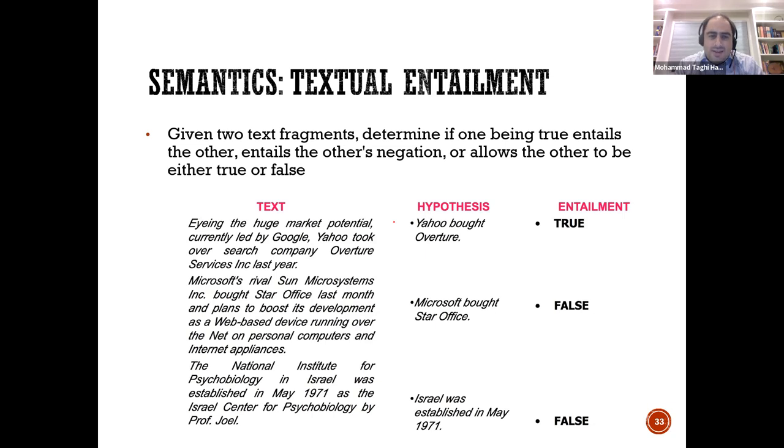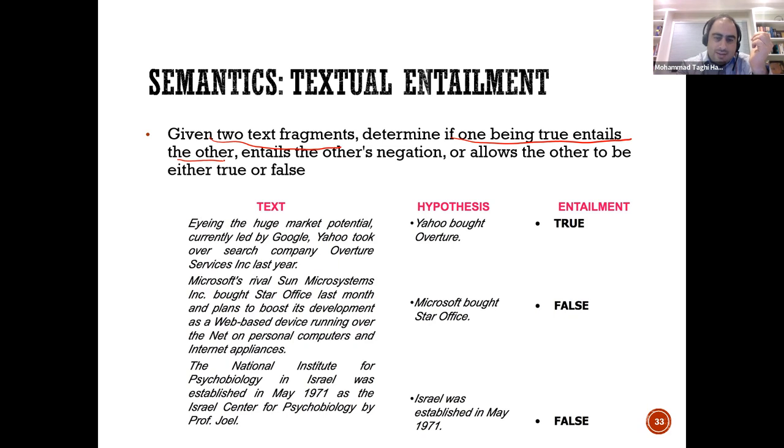The other thing, which is somehow similar to question answering, is that you are given some text. You are given two text fragments, the actual text and another one. And you want to see whether one being true entails the other, or entails the other's negation, or allows the other to be either true or false. So this is a good example.